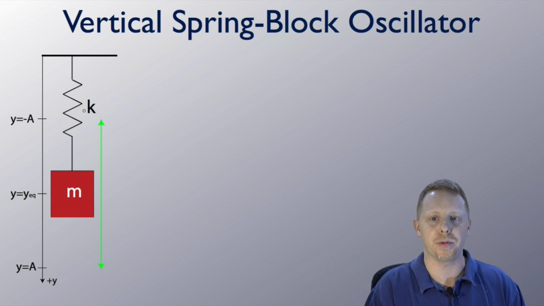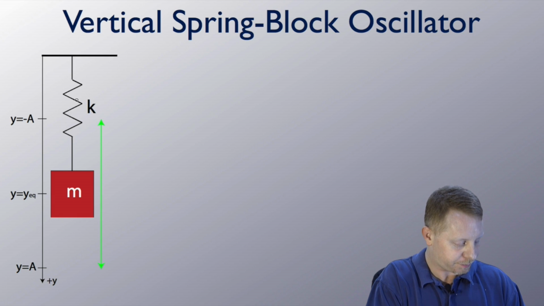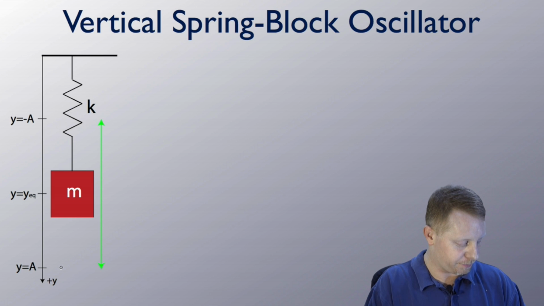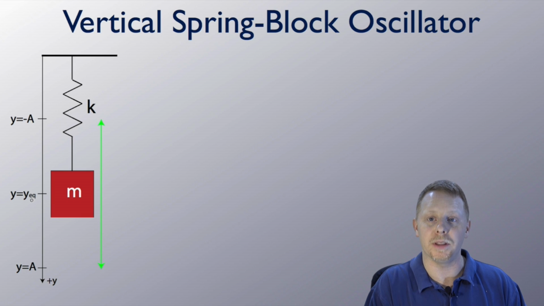We've got a mass on a spring with some spring constant k, and we can displace it an amount equal to the amplitude A or negative A in either direction. We're defining down as our positive y direction. And we'll call this point where it settles out y equilibrium.